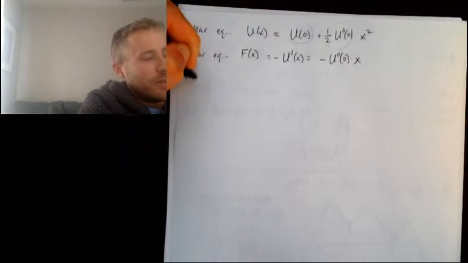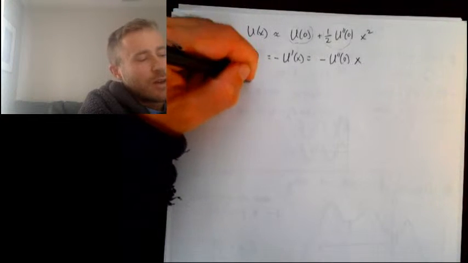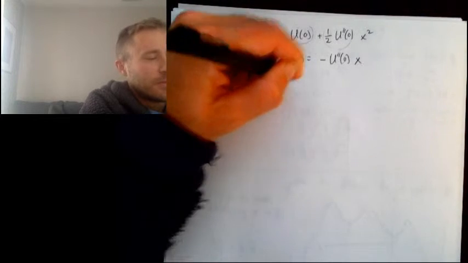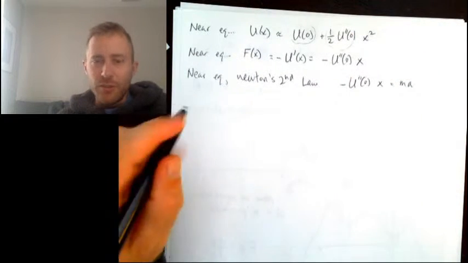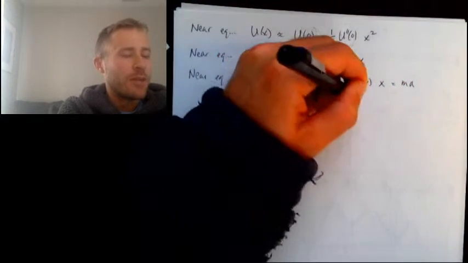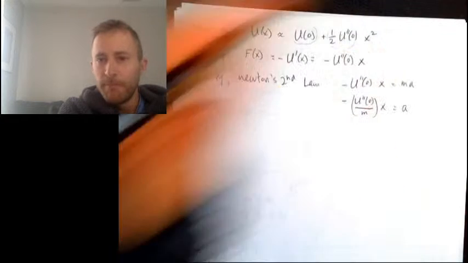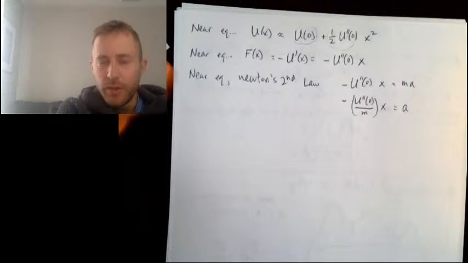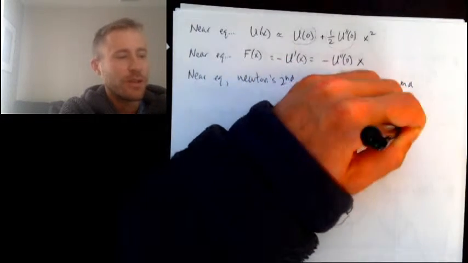Then near equilibrium, Newton's second law becomes net force, which is this, minus u prime prime of 0 times x, equals ma. So that is Newton's second law near the equilibrium. Okay? So dividing both sides by m, I get minus u prime prime of 0 over m times x equals a. So now I want to compare that with the defining equation of simple harmonic motion, which is minus omega squared times x equals a.